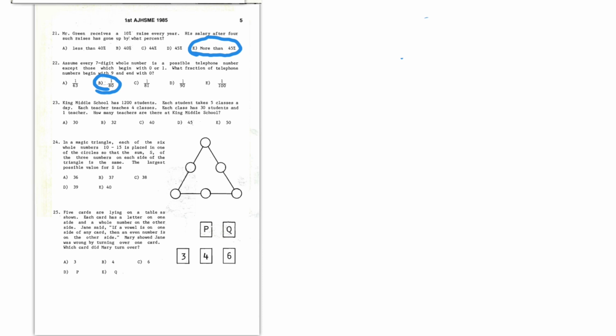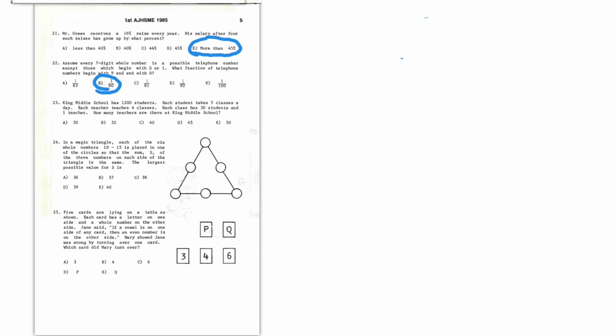Number 23. King Middle School has 1,200 students. Each student takes 5 classes a day. Each teacher teaches 4 classes. Each class has 30 students and one teacher. How many teachers are there at King Middle School?